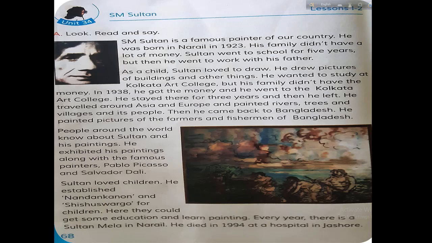Sultan loved children. He established Nandankanan and Shishusorgo for children.